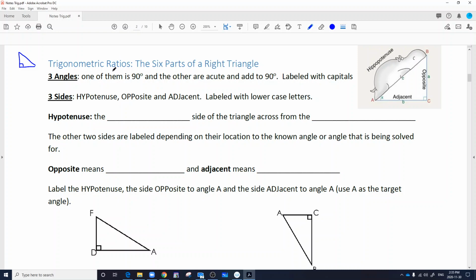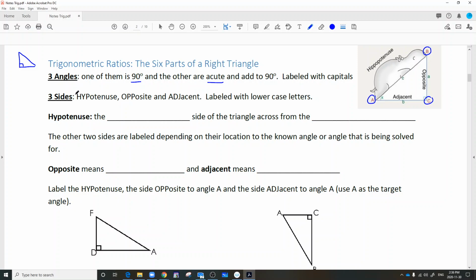And this is where trig ratios are going to come into play. Before we can start talking about trig ratios, you have to understand the 6 parts of a triangle. A triangle contains 3 angles and 3 sides. For the 3 angles, one of them has to be 90, and the other 2 are termed acute, meaning that they are smaller than 90 degrees because they add to 90 degrees. When you look at a triangle, the angles are labeled with capital letters. So we've got capital A, capital B, and capital C.